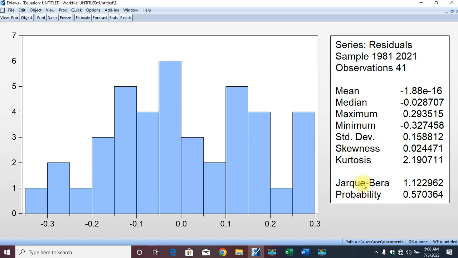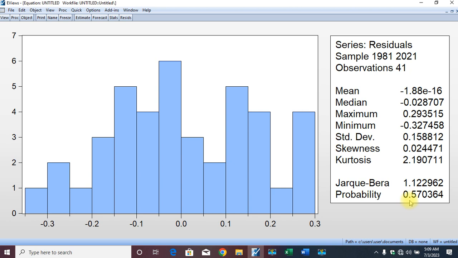And your major attention should go to the Jarque-Bera statistic and its probability value. Whenever the probability value of the Jarque-Bera statistic is more than 0.05, which is 5%, it means that the residual of this particular estimation is normally distributed. Remember that when a residual of an estimation is normally distributed, such estimation or such residual is in line with the Gaussian condition. So basically, given the fact that the probability value of our Jarque-Bera statistic is 0.570364, we conclude that the residual of this estimation is normally distributed and it is desirable, and we accept it.